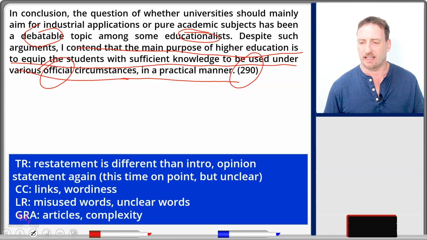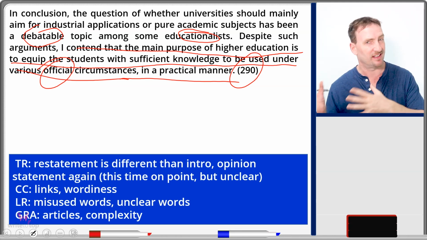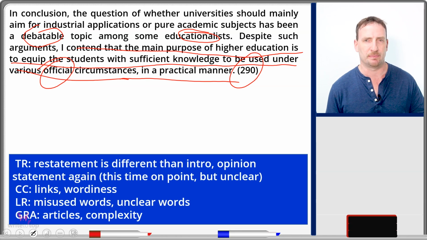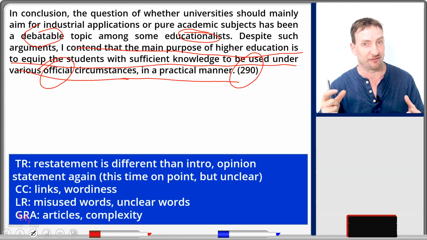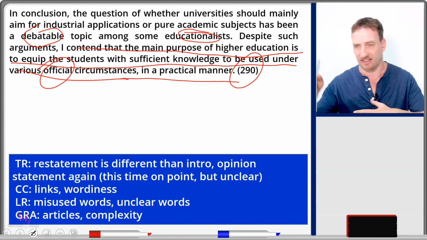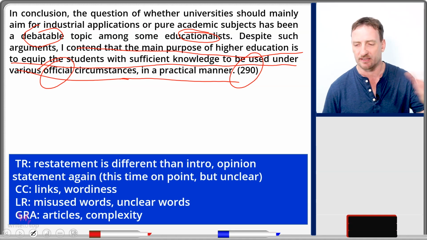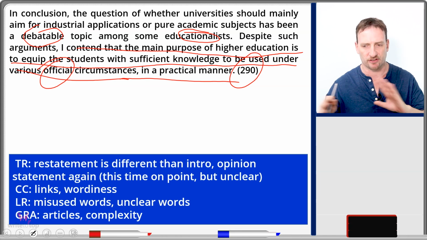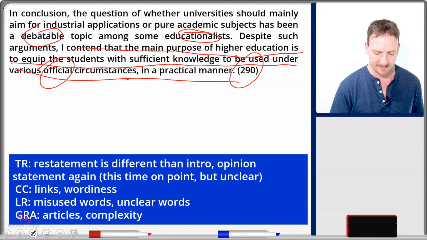So task response, the restatement is different than the introduction. He's not restating, he's saying something different. Opinion statement again, so he has two opinion statements that are actually different from each other. So this time it's on point, but not clear in the conclusion. Links and wordiness, misused words, unclear words, articles, and complexity. So these are all the things that have been considered.